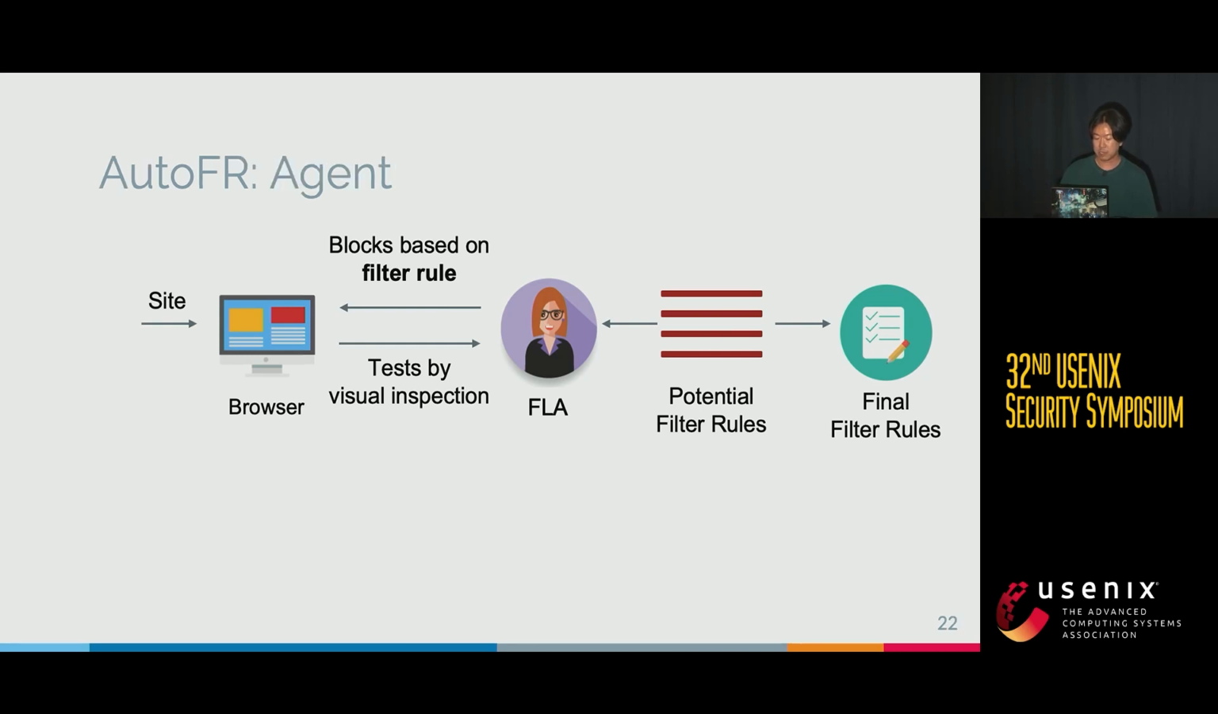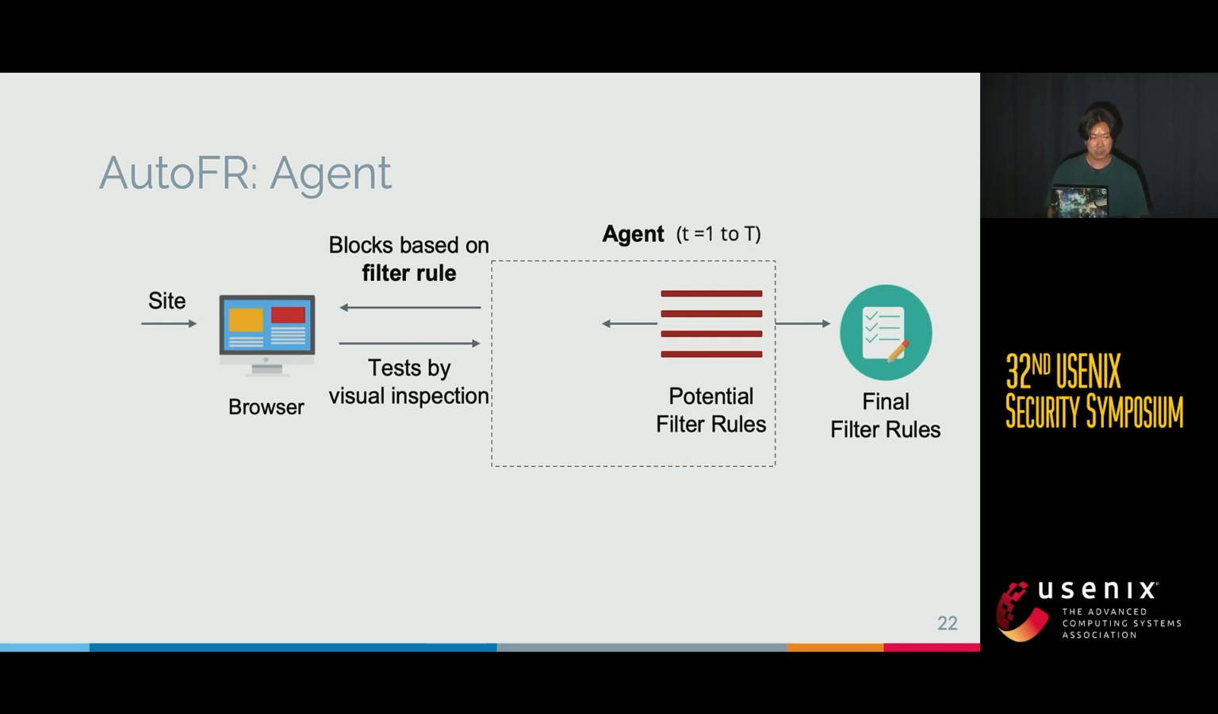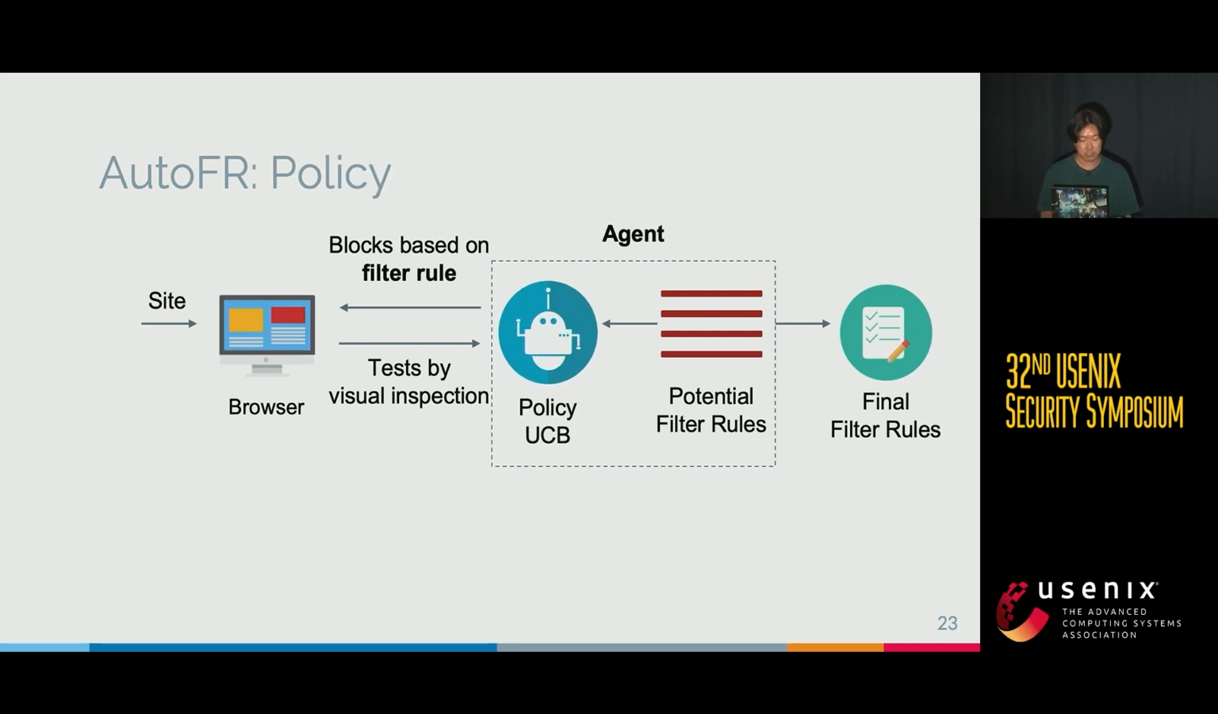And the rest of the formulation, I'm going to explain it using standard reinforcement learning. Here, we can now replace a filter list author with what we call an agent. It's a smart entity that is now tasked with learning the best filter rules for this given site, and it must do so within a given time limit. To do this, it follows a policy. Here in our paper, we use a standard upper confidence bound policy that enables the agent to balance this trade-off between exploring unknown filter rules that may be effective versus exploiting filter rules that are already known to be effective.